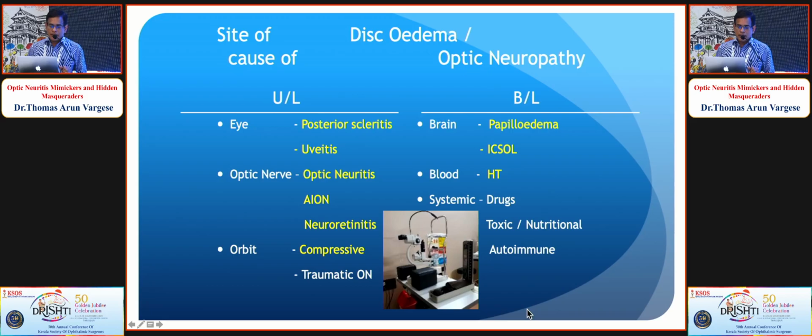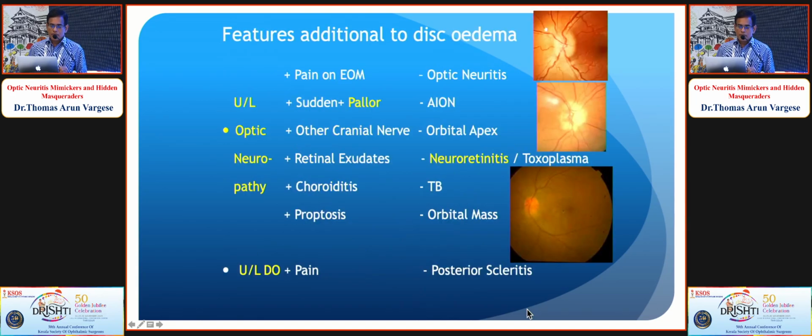As I said, typically with optic neuritis you're thinking of unilateral causes like posterior scleritis, uveitis, AION, neuroretinitis, and compressive lesions. And very unusually, causes which present usually bilaterally may start in one eye and then involve the other eye.